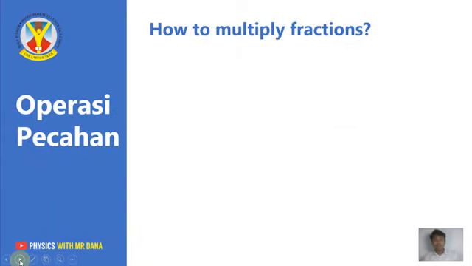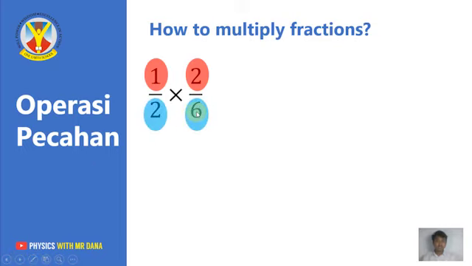Next is how to multiply fractions. I have a question here. 1/2 is multiplied by 2/6. How do you solve this? This is very easy. What you need to do is just multiply the numerators directly and multiply the denominators directly. So you will get 1 times 2 is 2, 2 times 6 is 12. So the answer is 2/12. Yeah?